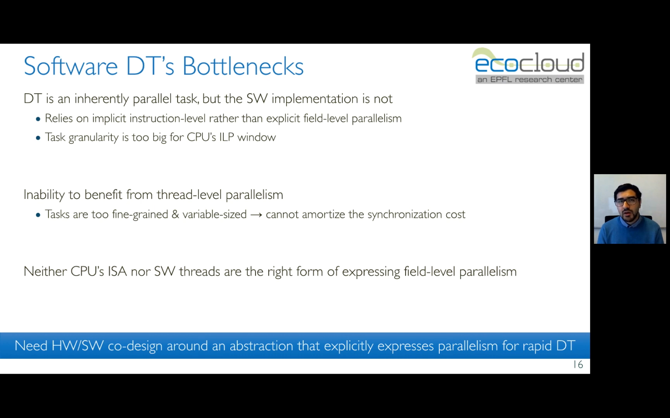Finally, we cannot rely on thread-level parallelism, as these tasks are variable-sized and too fine-grained to amortize the synchronization costs. So neither the CPU's ISA nor software threads are the right form of expressing the inherent field-level parallelism in DT tasks. We need to co-design hardware and software together around an abstraction that explicitly expresses parallelism. And we need specialized hardware units that parse this abstraction and do rapid data transformation.